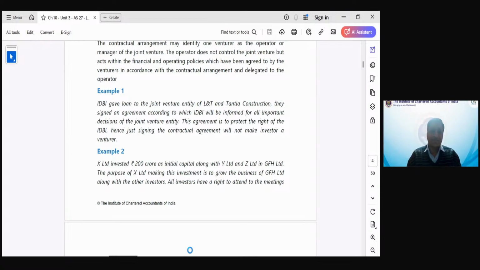Correct? Now, IDBI gave a loan to this JV. They signed an agreement according to which, now who signed the agreement? Venturers. L&T and Tentia signed an agreement according to which IDBI will be informed for all the important decisions in respect of JV entity.